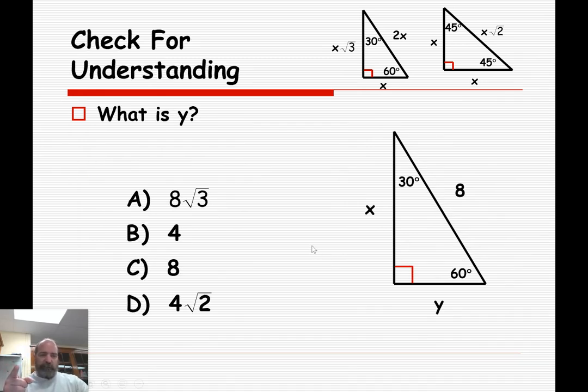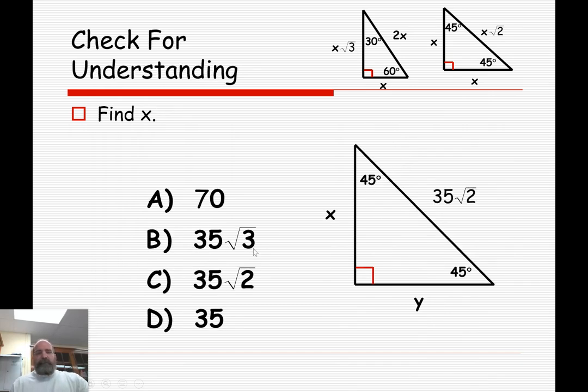Okay, here's you if you were in class. Ready? What is y? 1, 2, 3, b, because it's 4, half of the hypotenuse. What is x? 1, 2, 3, b again, because it's 4 square root of 3. Okay, here's another one. 1, 2, 3, what is x? D, delta, 35. And what is y? 1, 2, 3, delta. There's the camera, delta.